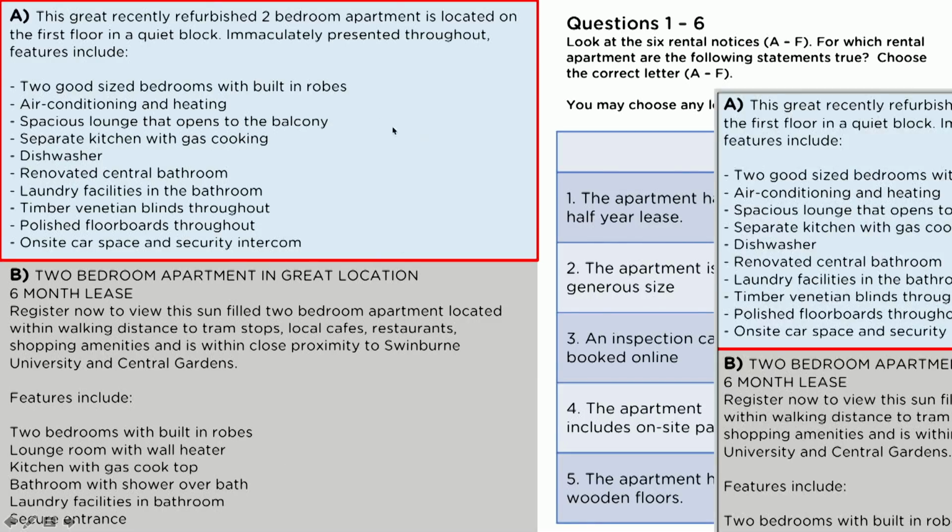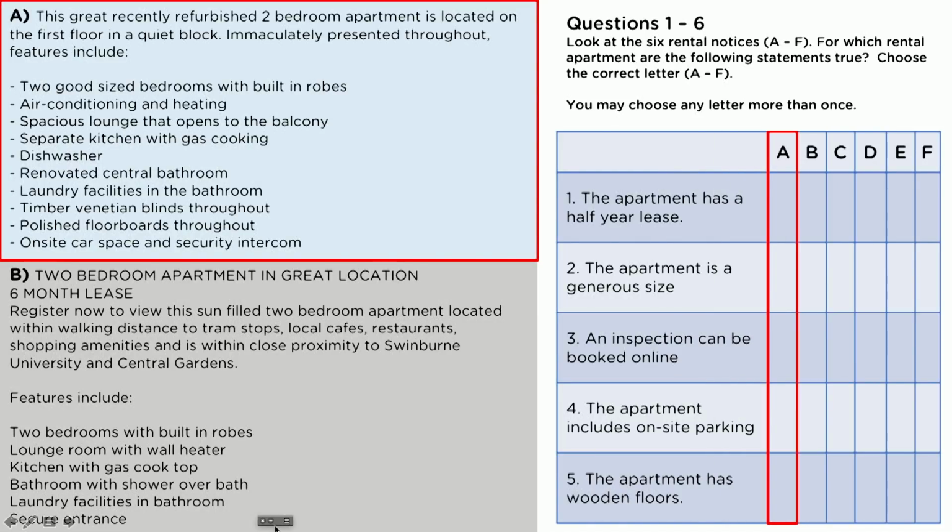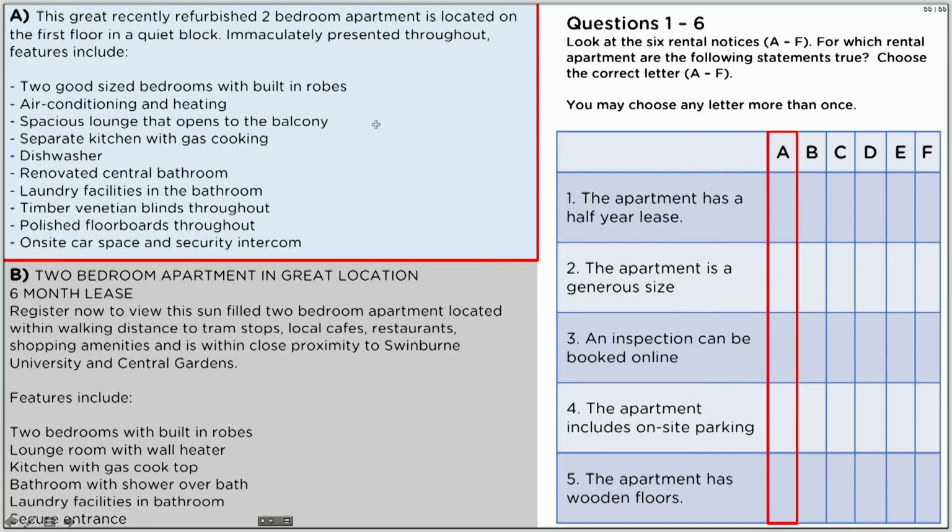You're going to read the, whoa, what's going on there? Let me try that again. You're going to read this, okay? You're going to read this. Then you're going to ask yourself, the apartment has a half-year lease. This is about an apartment. The apartment is a generous size. An inspection can be booked online. The apartment includes on-site parking. The apartment has wooden floors. So there's going to be one of these. So then you're going to go, okay, the apartment has a half-year lease. You're going to put a tick there, okay?